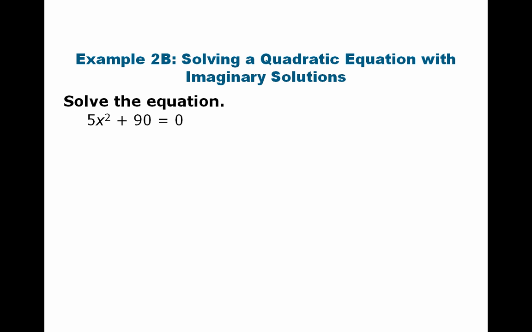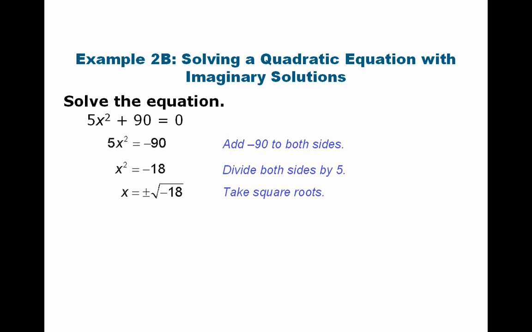So let's try solving this equation. We have 5x² + 90 = 0. So proceed as you would any other day trying to solve for x. If we subtract 90 on both sides, or add -90 to both sides, then we can divide both sides by 5, and now we're going to use the square root property and take the square root of both sides. So we get the plus or minus square root of -18. If we were to simplify the square root of 18, we would get 3 square roots of 2, and we would take the negative out as i.